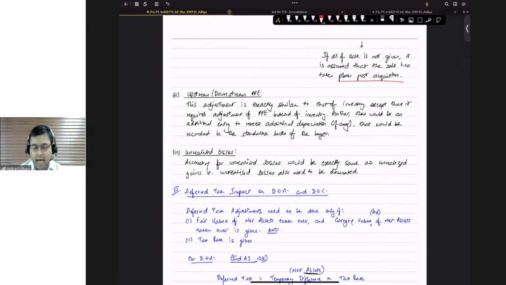Okay. Can it be only inventory? The answer is no. It could also be property, plant and equipment which is transferred, upstream or downstream. So this adjustment is exactly similar to that of inventory, except that it requires adjustment of PPE instead of inventory. There will be an impact of additional depreciation or savings in depreciation, which would be reversed in the books of the buyer, the same way we do it for fair value adjustment. And the same would apply for unrealized losses as well.